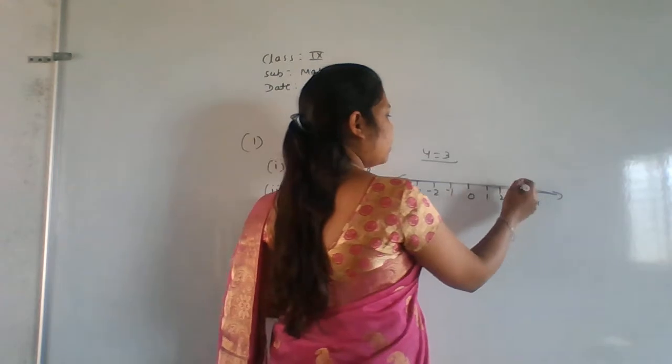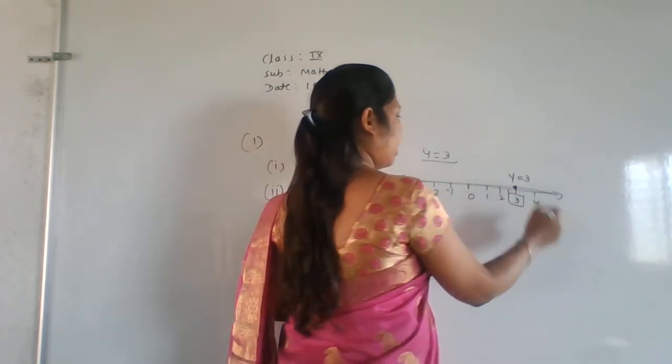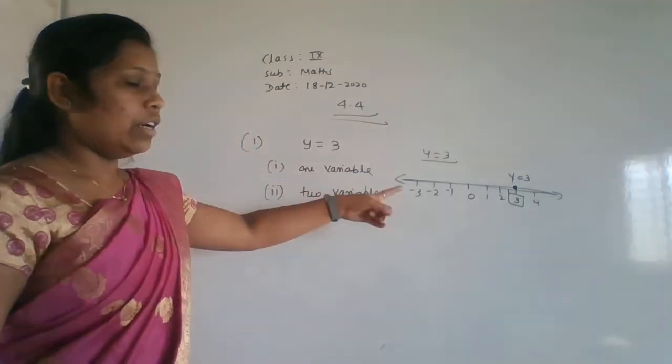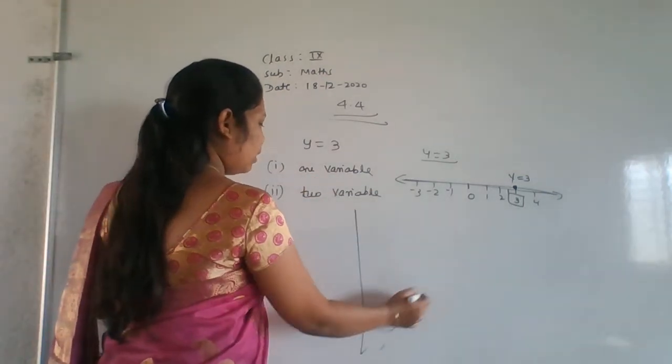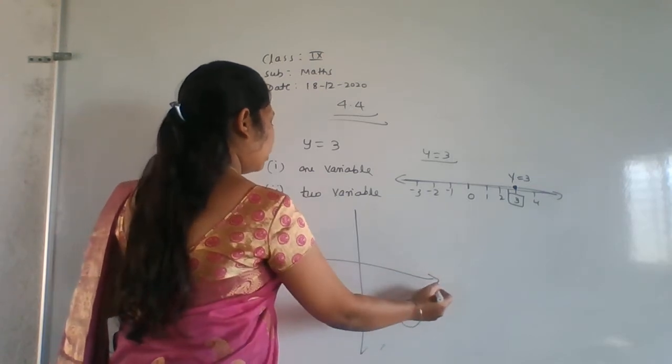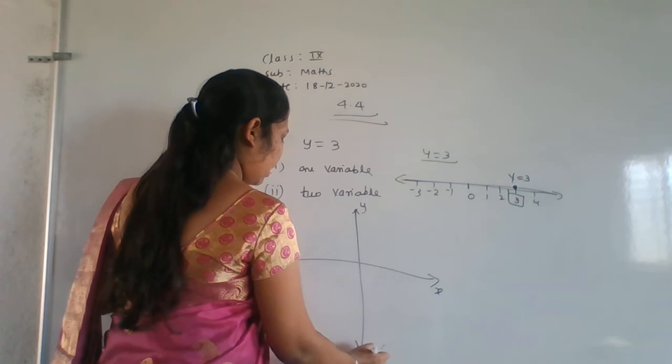Okay, so y is equal to 3 means here. This is y is equal to 3. Like that we have to represent it. This is in one variable. Now for the two variables, you need to draw a graph. This is x, y, x dash and y dash.